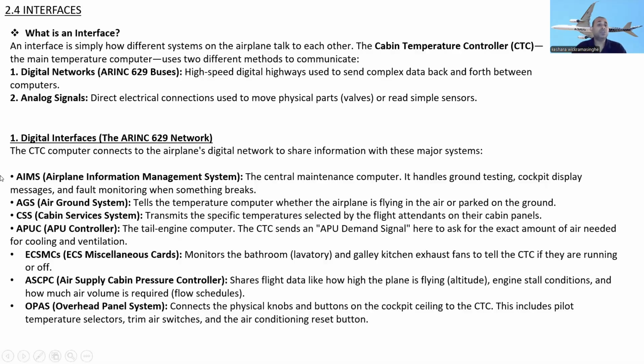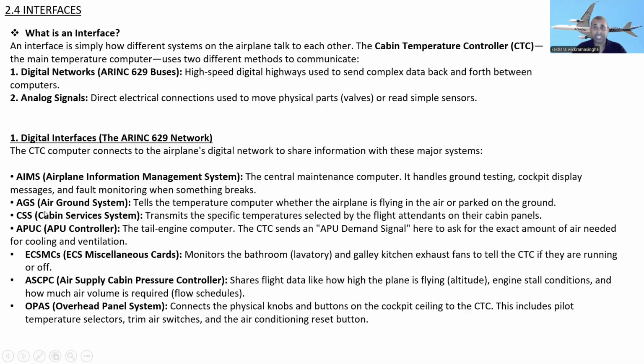Okay, so the digital interface, the ARINC 629 networks. The cabin temperature controller computer connects to the airplane's digital networks to share information with these major systems. AIMS, Airplane Information Management System: the cabin temperature control computer connects with the major systems in the aircraft by using ARINC 629 networks, data buses.